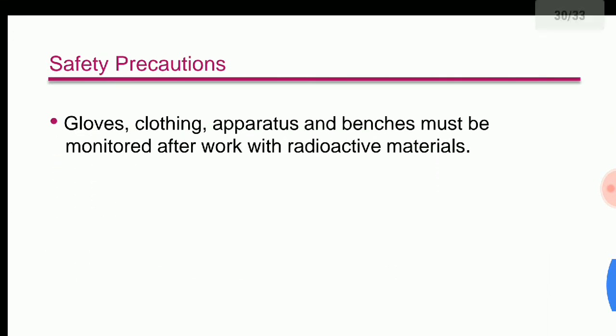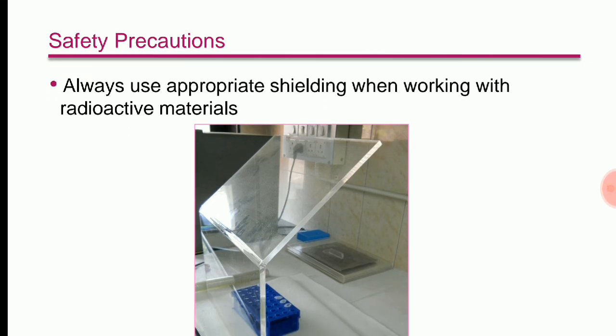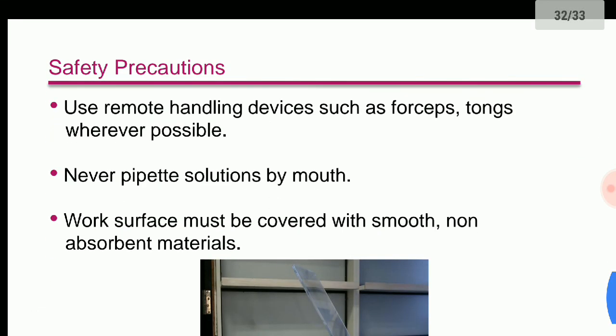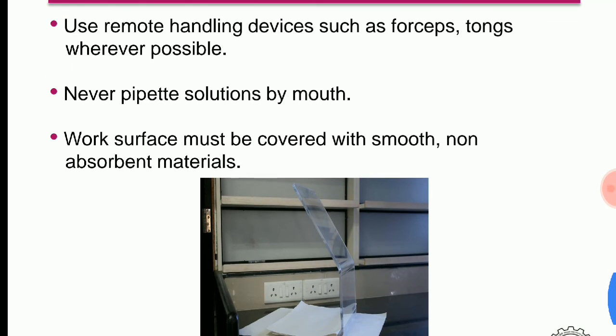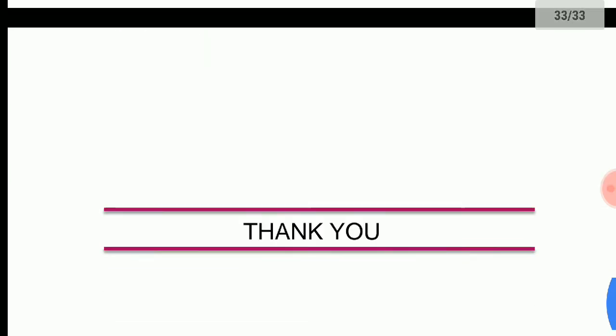Gloves, clothing, operators and benches must be monitored after work with radioactive materials. Always use appropriate shielding when working with radioactive materials. Use remote handling devices such as forceps and tongs wherever possible. Never pipette solutions by mouth. Work surfaces must be covered with a smooth and non-absorbent material.